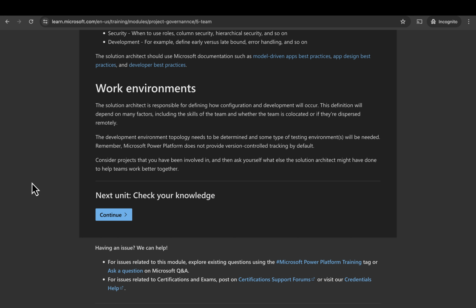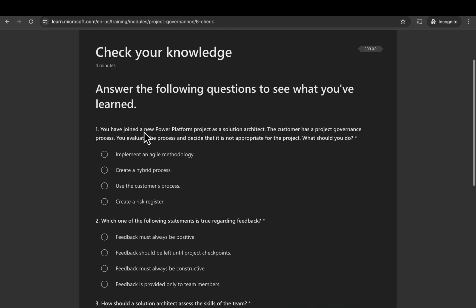Consider projects that you've been involved in and then ask yourself what else the solution architect might have done to help teams work better together. Let's check our knowledge. Check your knowledge.